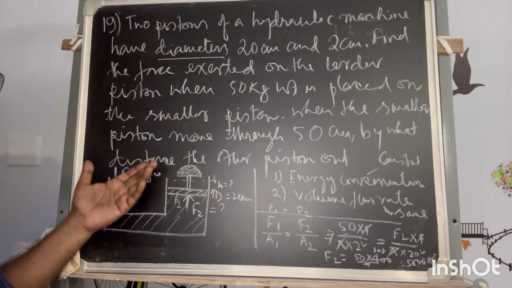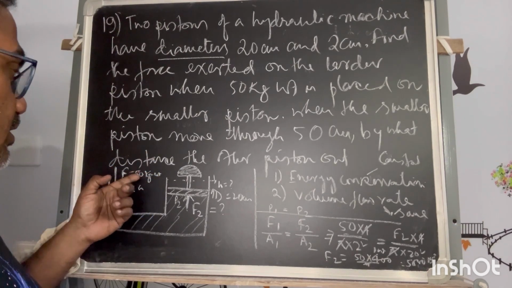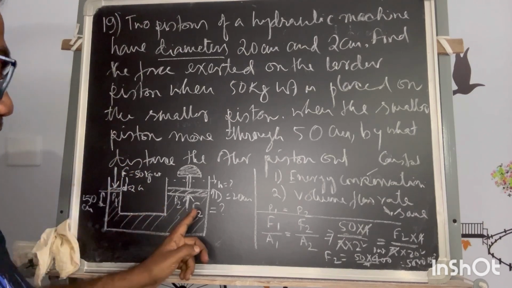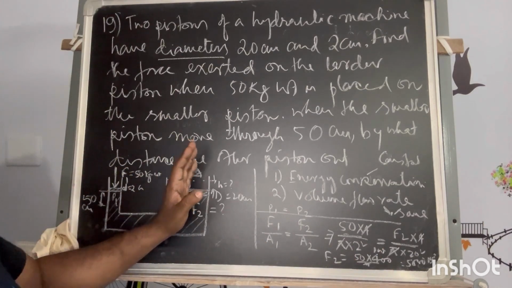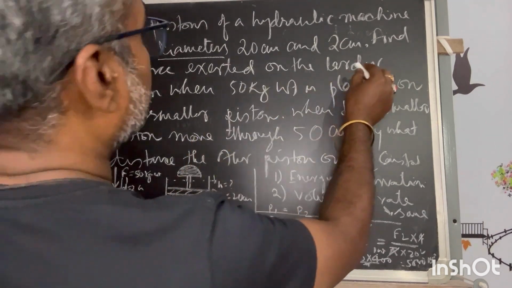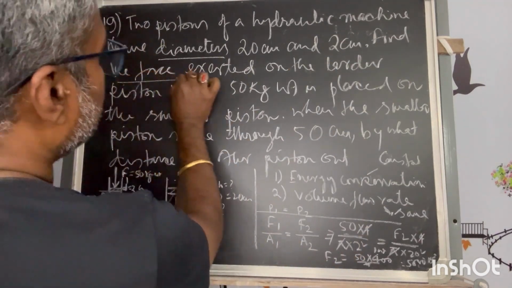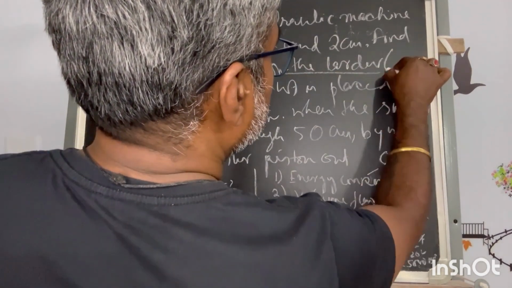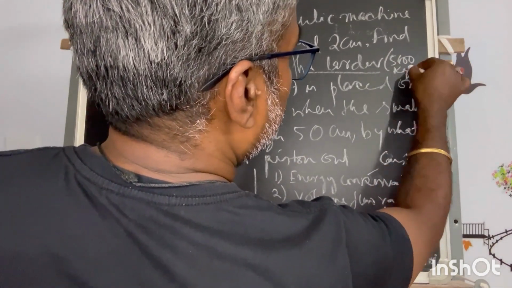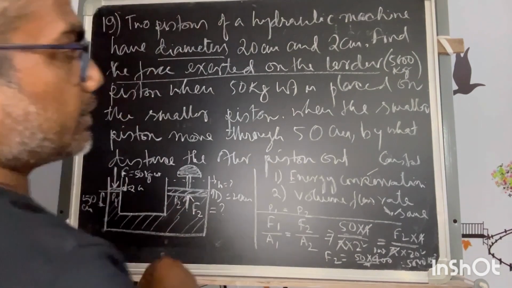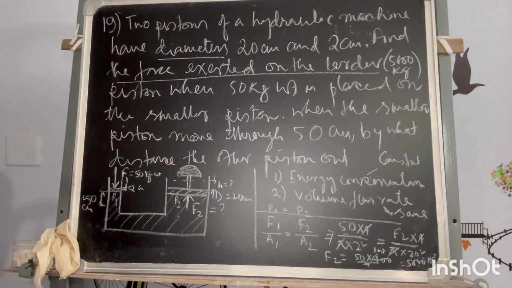You can say kg force, you can say the kg weight. You can say that 50 kg is exerted there, and this 5,000 kg force will be exerted on the larger arm. The first part is to find the force exerted on the larger arm. This is 5,000 kg force, you can say. Okay, this force is exerted. The first part is over.